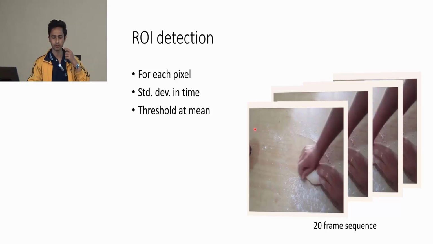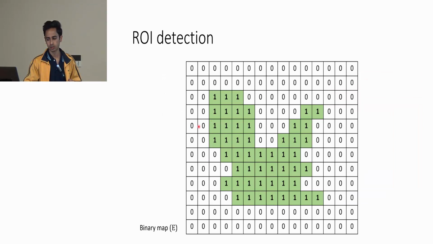So for a given 20 frame block, they take the standard deviation for each pixel in the temporal domain, and then they threshold the resulting 2-dimensional map at the mean value of the standard deviation. Now they get a binary map of pixels which correspond to motion. Once they have a binary map, they use a 10 by 10 convolution kernel of all ones.